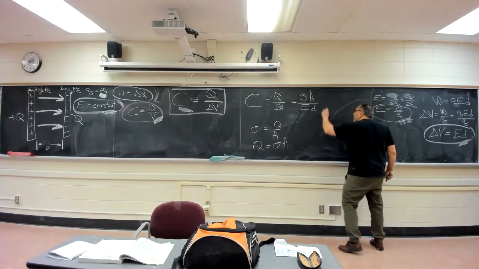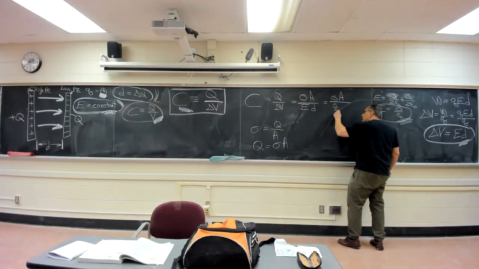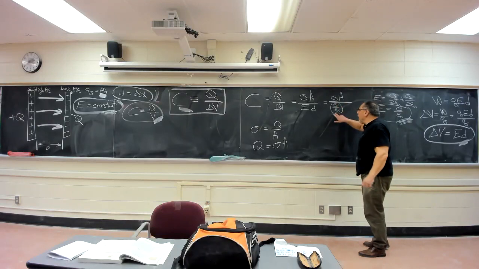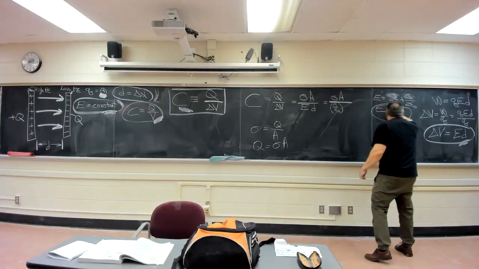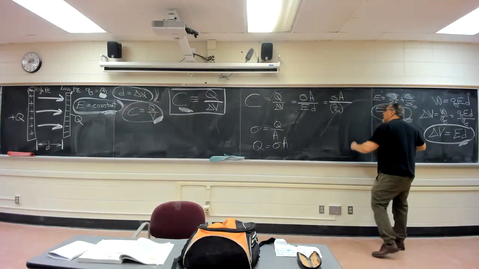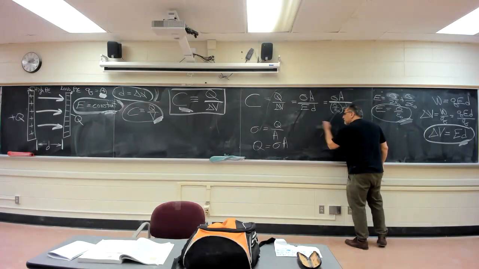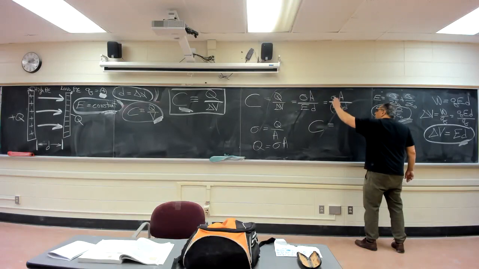What's going on here? That's E in totality. E is sigma over 2 epsilon naught for one of the plates. The two plates work together, so you're adding them together. And you get this. The sigmas cancel.